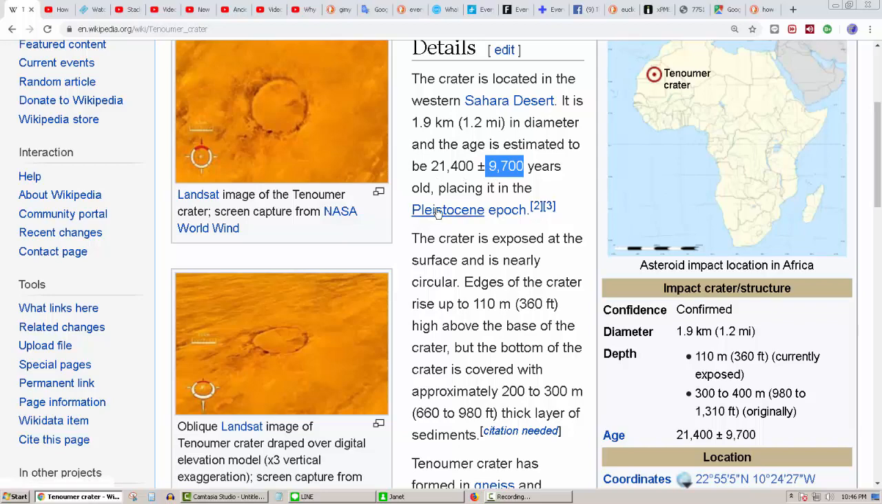Now, it says here, the Pleistocene epoch, but it depends, right? Because if it's 9,700 years old, that means it's younger than the Younger Dryas event, or approximately the same age. Therefore, part of the participation in the whole thing.